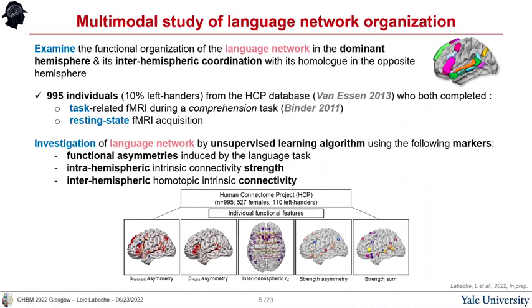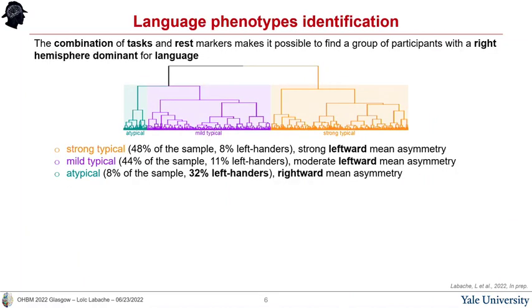And I also have the intra-hemispheric intrinsic connectivity strengths. I have both the strength asymmetry and the strength sum for the language network. And the last biomarker is the interhemispheric homotopic intrinsic connectivity, so it's how the 2 hemispheres are communicating with each other during resting state. So I performed a hierarchical clustering on these 5 biomarkers for these 995 participants.